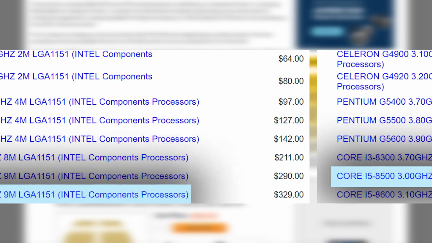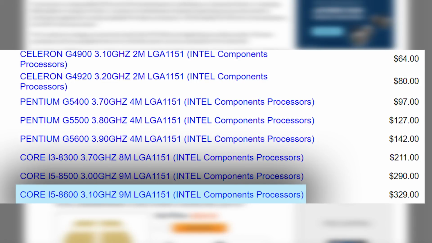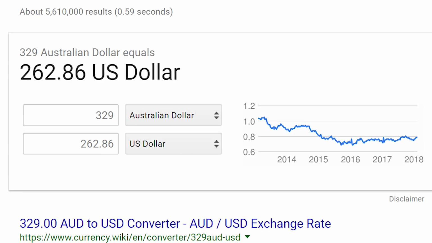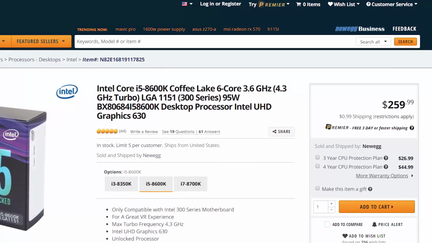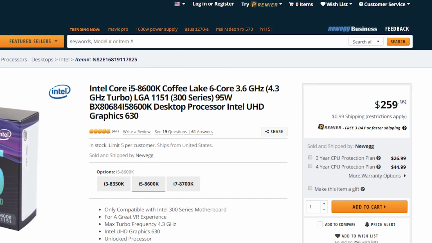Lastly is the 6-core, 6-thread i5-8600, which is the non-overclockable baby brother to the i5-8600K and has a base clock of 3.1 GHz and an unknown boost. It's set to cost a little more than the 8500 at $329, which puts it around $262 in the US. Of course, the 8600K is around $260 right now, so it'll clearly have to be priced lower than that in the US.